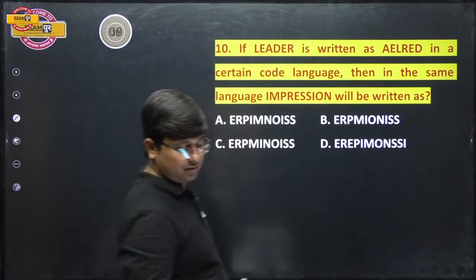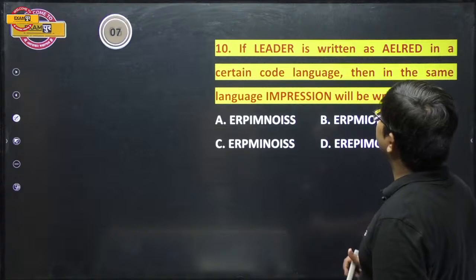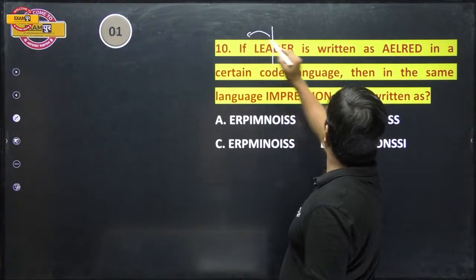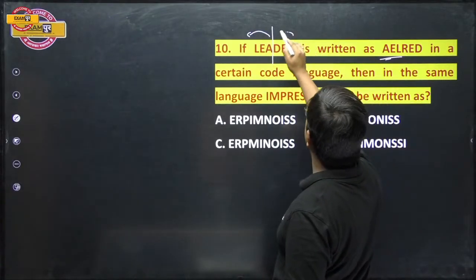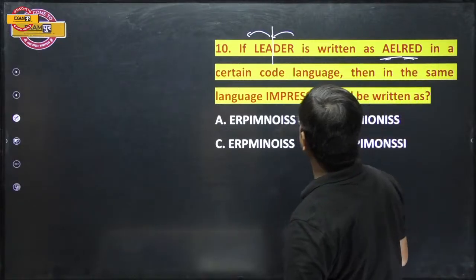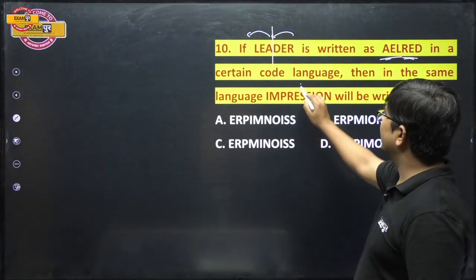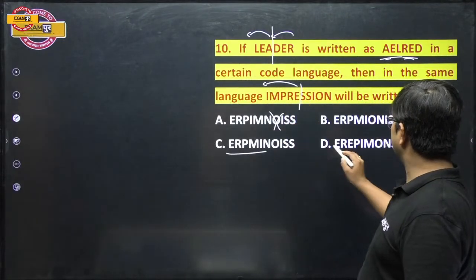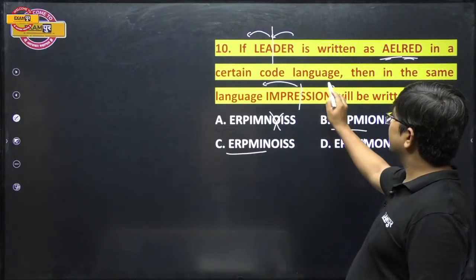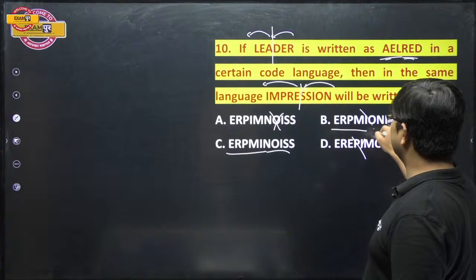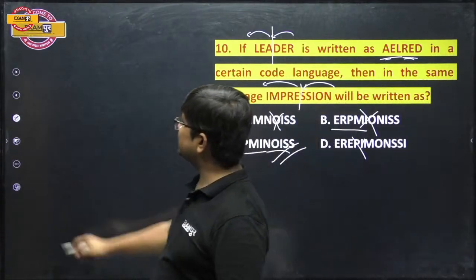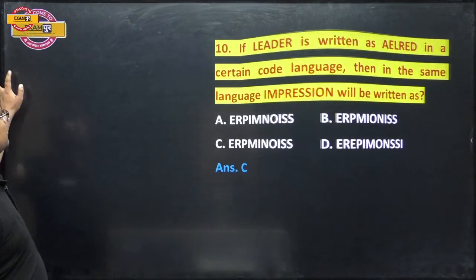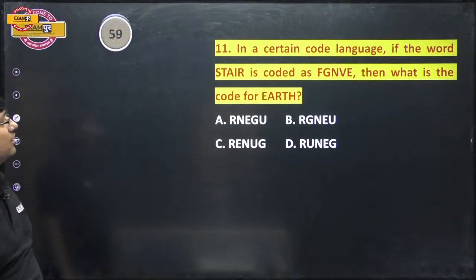Now see, my dear students, here, just divide it into two halves. It is written opposite AEL, it is written again opposite RED. So here also, my dear students, divide it into half. ERPMI, this is gone, and then NOISS, this is gone. This is the right answer. Option number C is the right answer. All right, everyone, getting it? Moving ahead. Next.